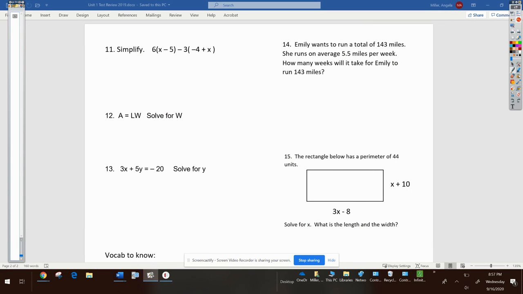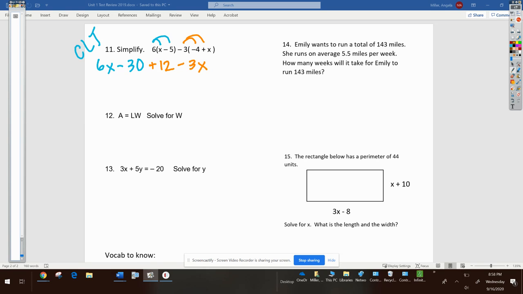Okay, simplify. What does simplify mean? Combine like terms. There's no equal sign. I cannot solve. But we do have a double set of distribution here. So the first thing I need to do is distribute my 6. So that's going to give me 6x. 6 times 5 is 30. Just for funsies, we're going to switch colors. I'm going to distribute my negative 3. Negative 3 times negative 4 is a positive 12. Negative 3 times x is a negative 3x. So you can see I color-coded how I distributed my numbers there.